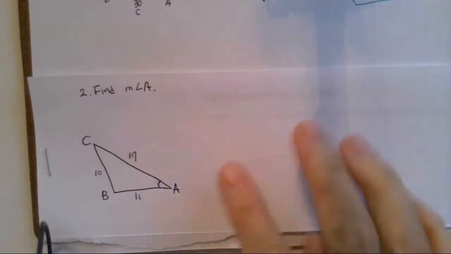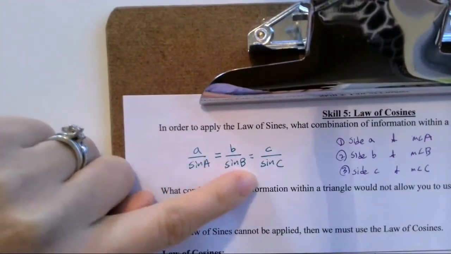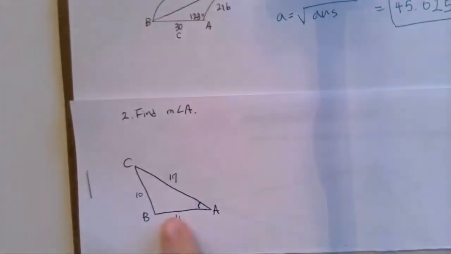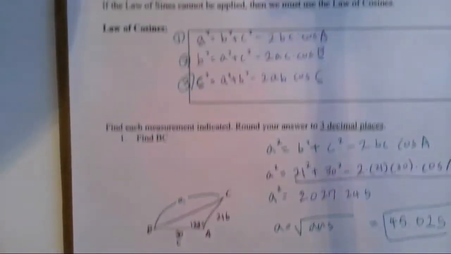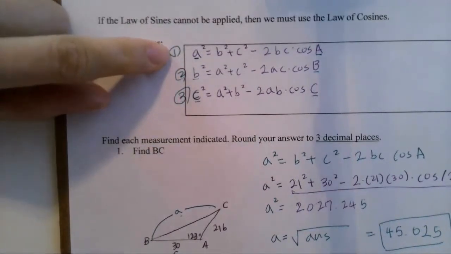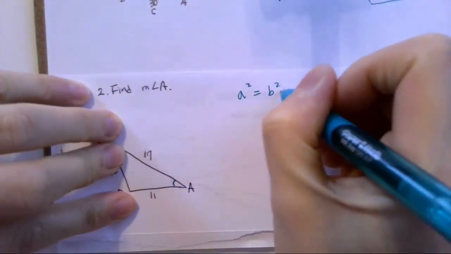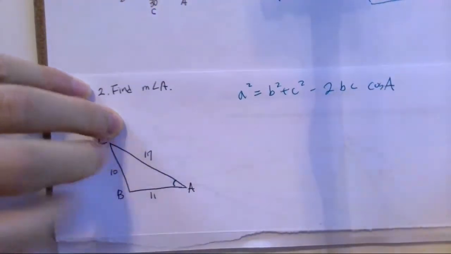So what are we going to do? I can't use law of sine, since I don't have any angle information. If you're smart, you can probably guess that you're supposed to use the law of cosine. I'm trying to find angle A, so it makes the most sense to use the first one over here. Let me write that down so we don't have to keep going back and forth. A squared equals B squared plus C squared minus 2 times B times C times cosine of angle A.